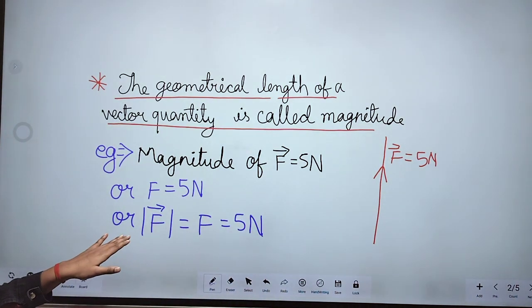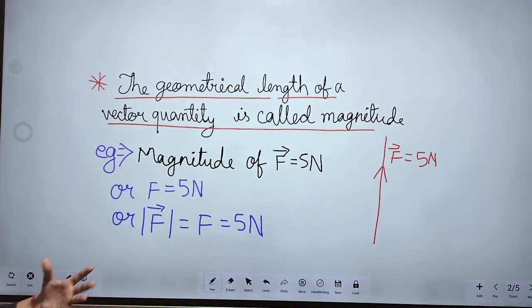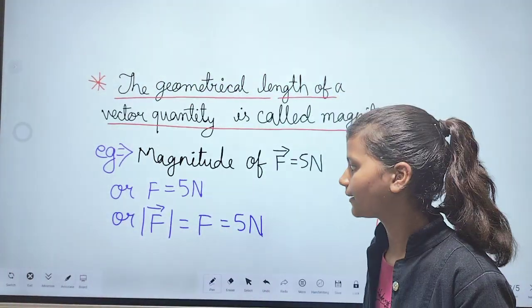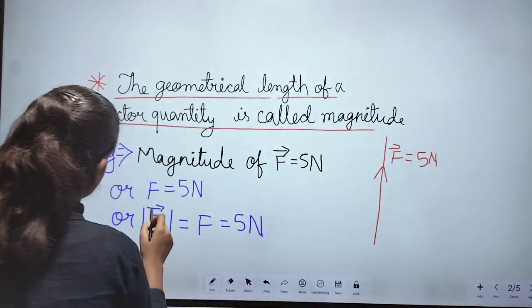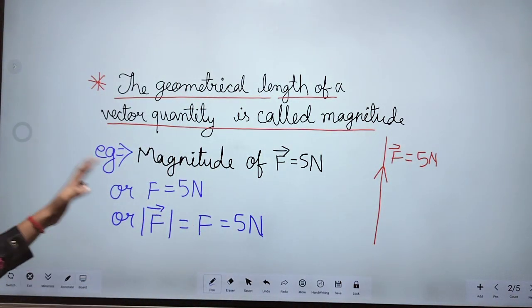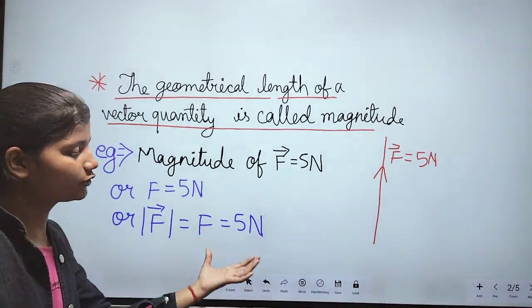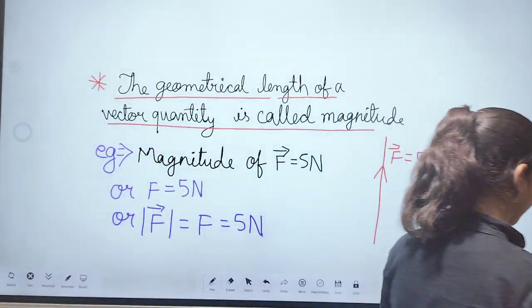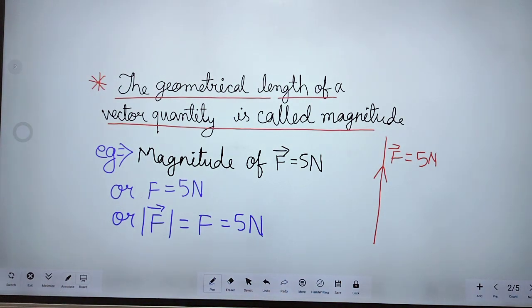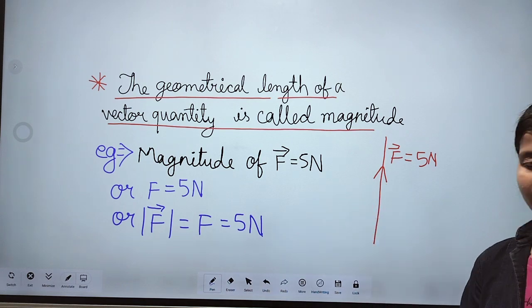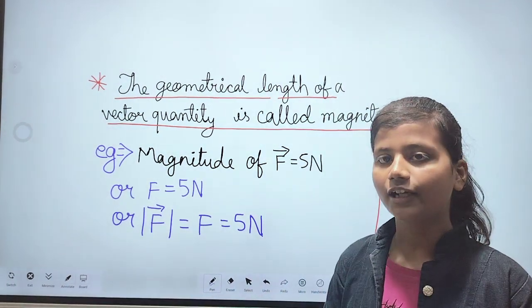Magnitude means modulus. So if we put modulus, then the arrow is removed, so F is equal to 5 Newton. I hope you understand what magnitude is. The geometrical length of a vector quantity is called magnitude.